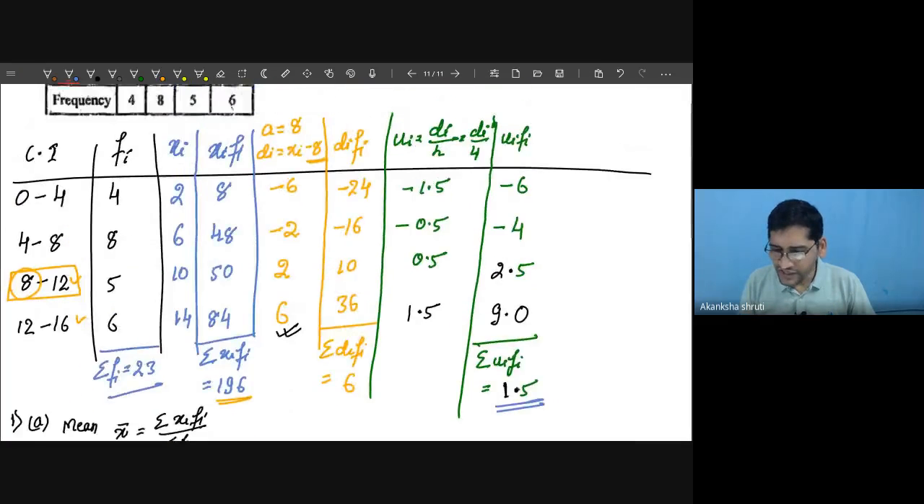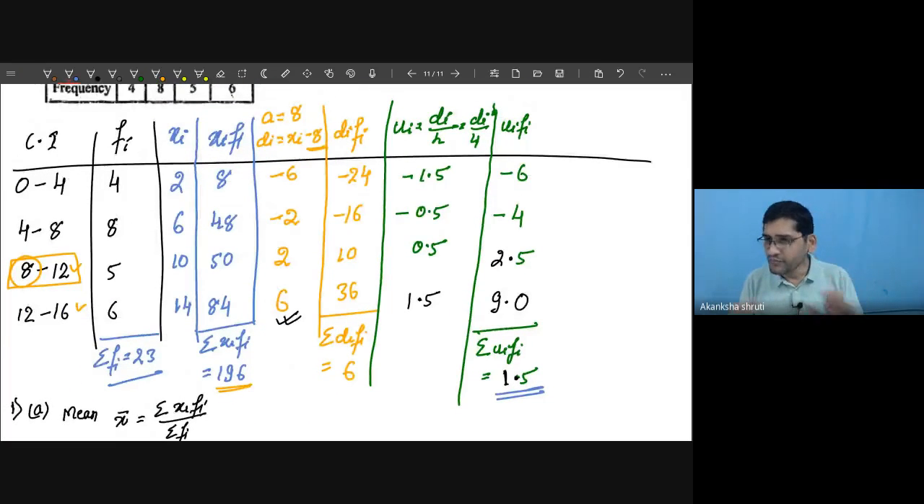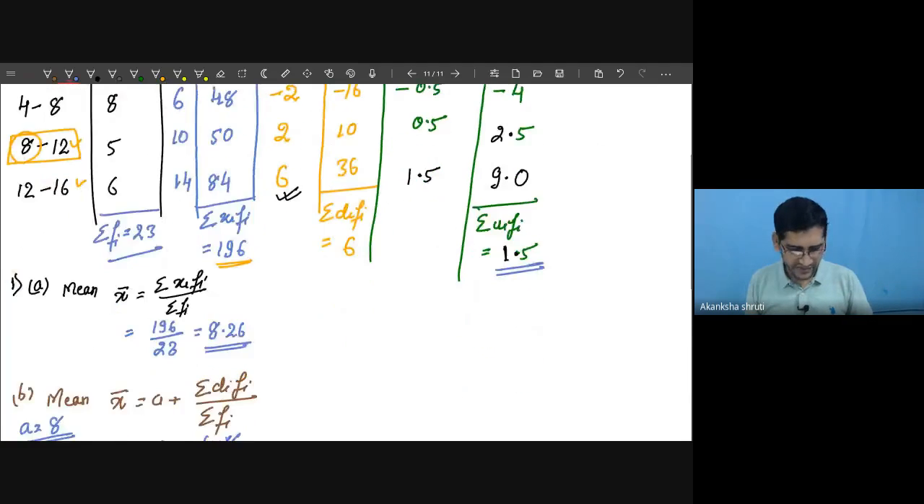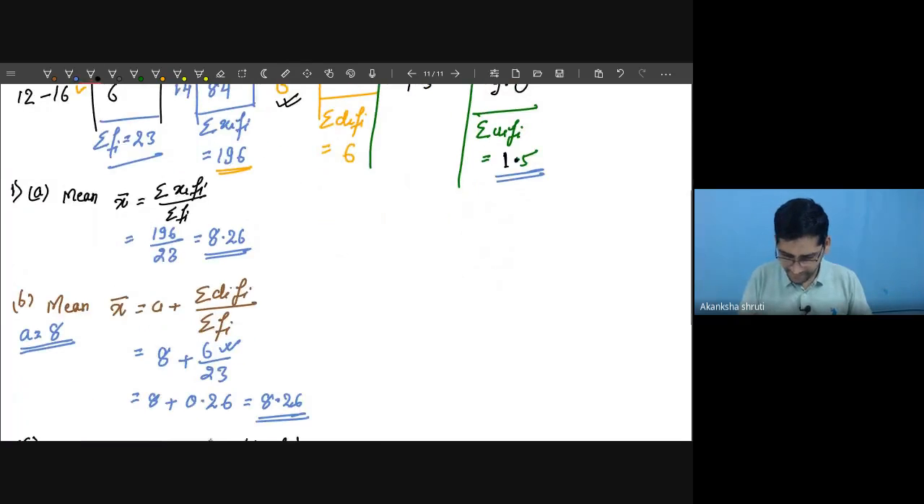Now let us go for the mode. For mode, nothing to do, it is the simplest thing. So let me solve that one also. Mode.